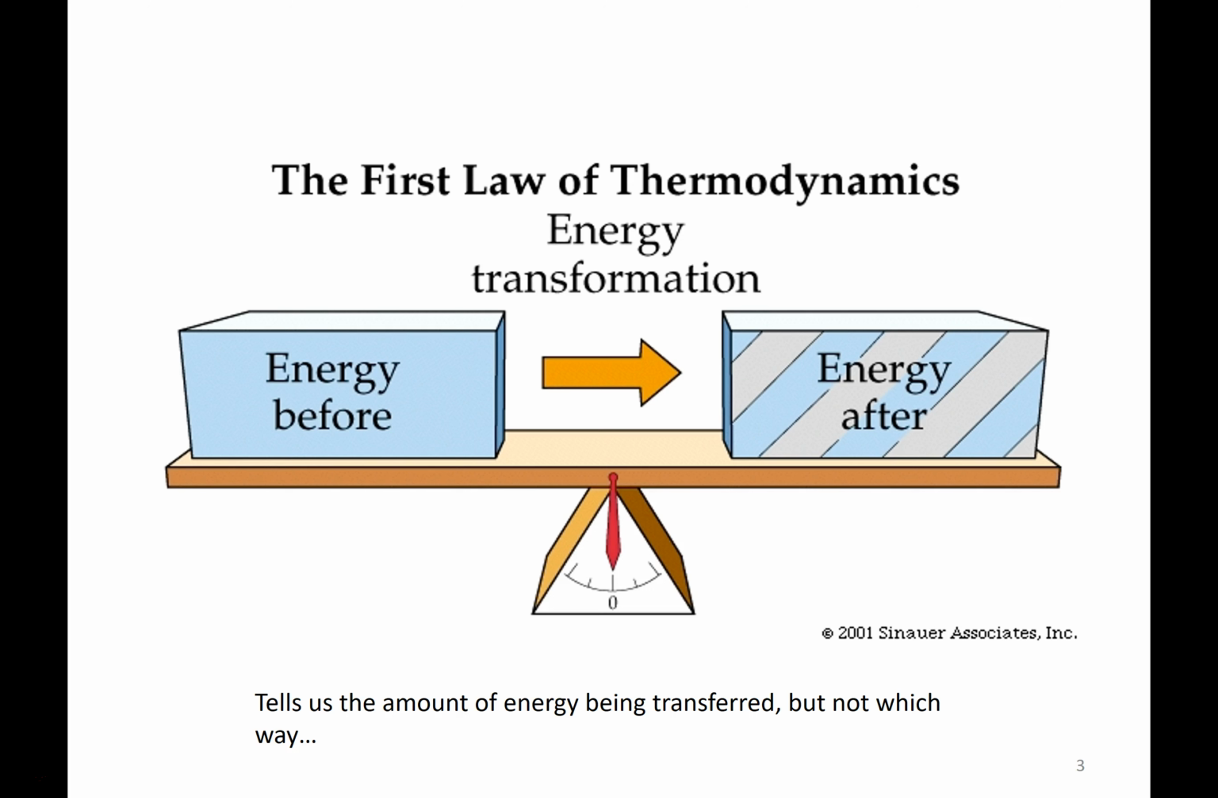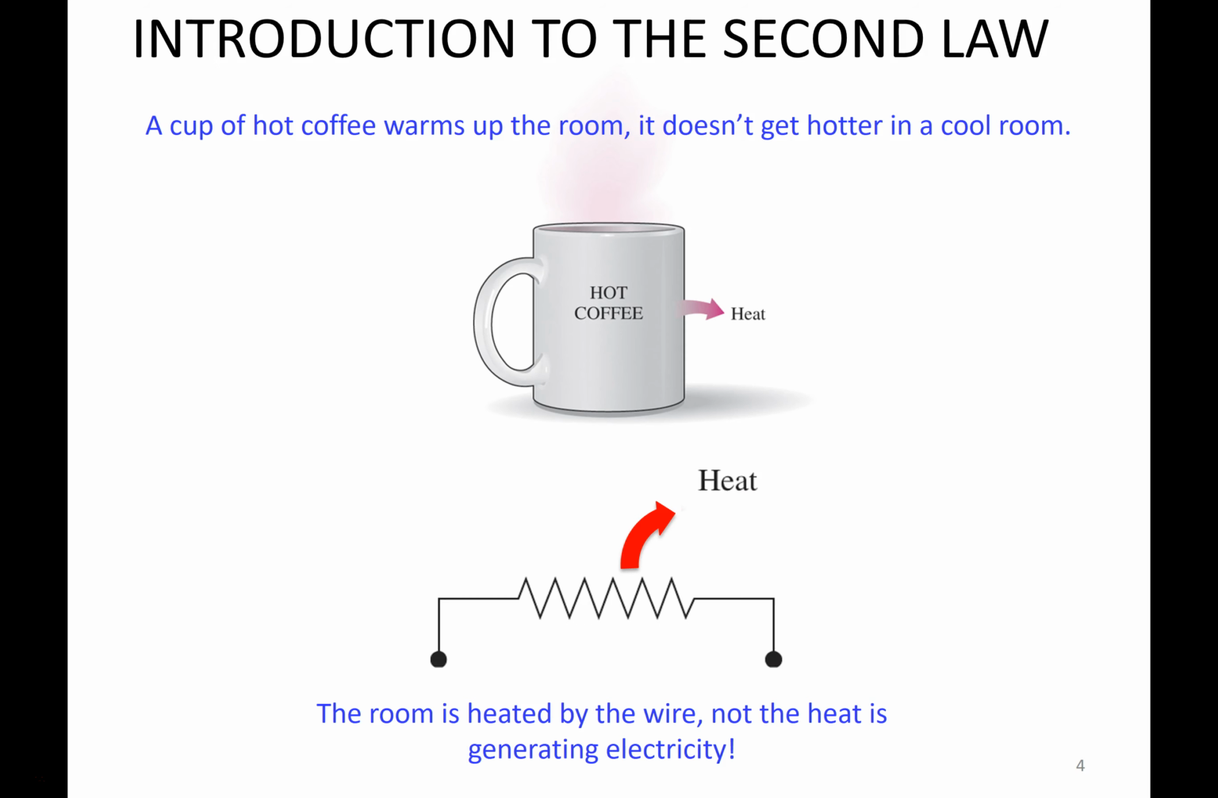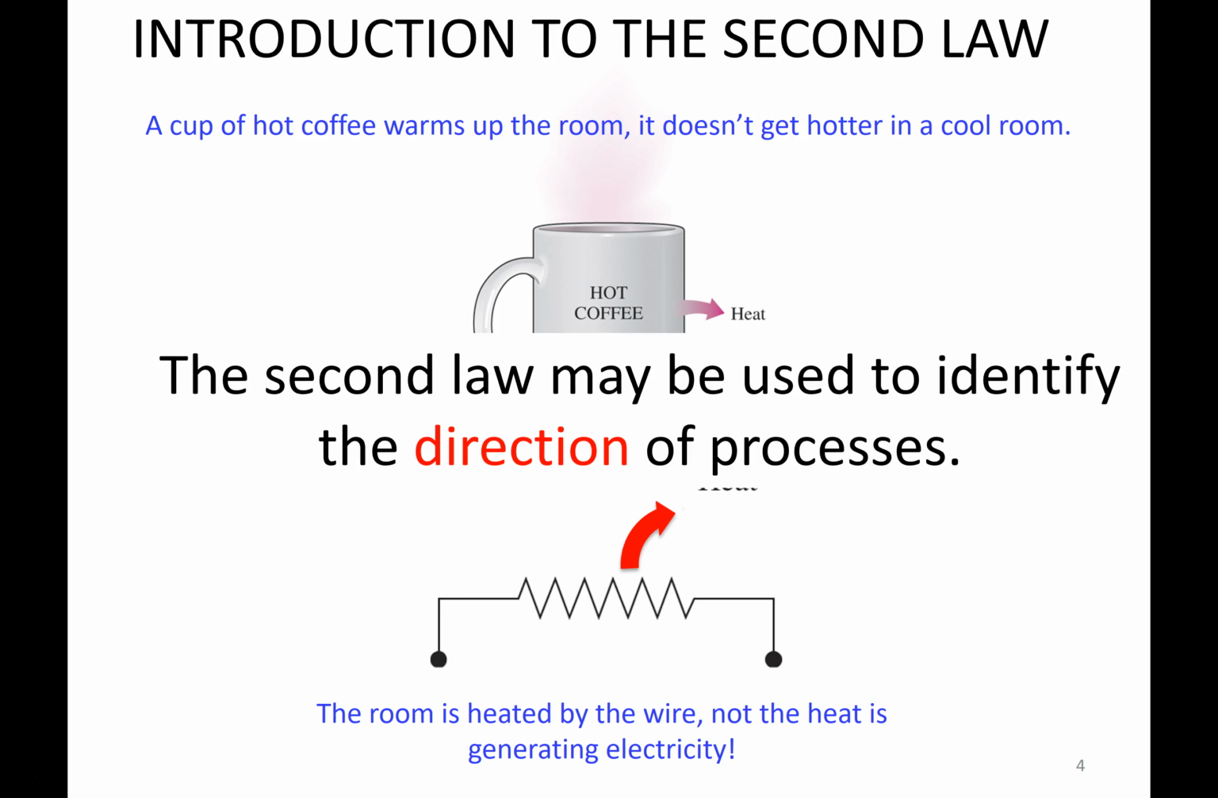transferred, but it doesn't tell you which way. We just know energy is conserved. The second law tells you what direction. So a cup of hot coffee warms up the room. It doesn't get hotter in a cool room. The room is heated by the wire, not the heat generating electricity. All right, so the second law may be used to identify the direction, and I'll talk about that later.